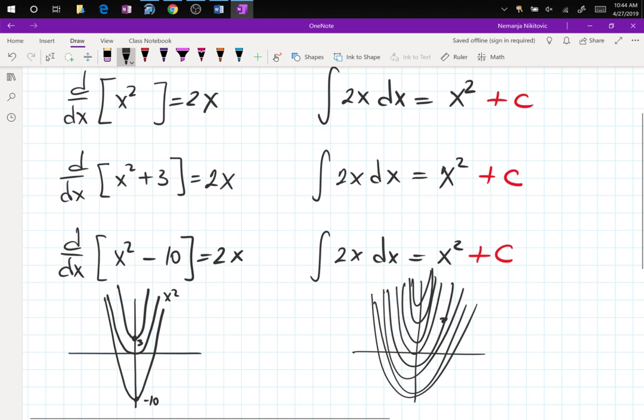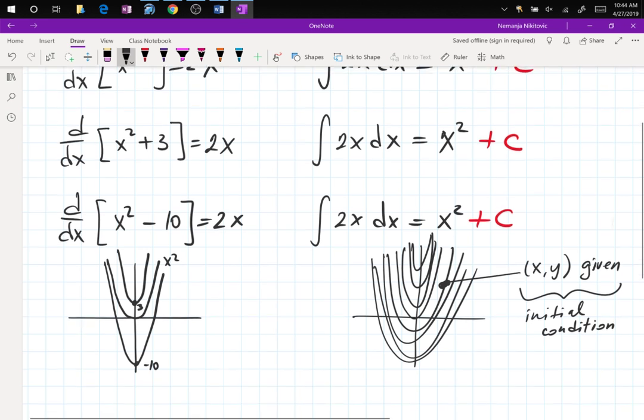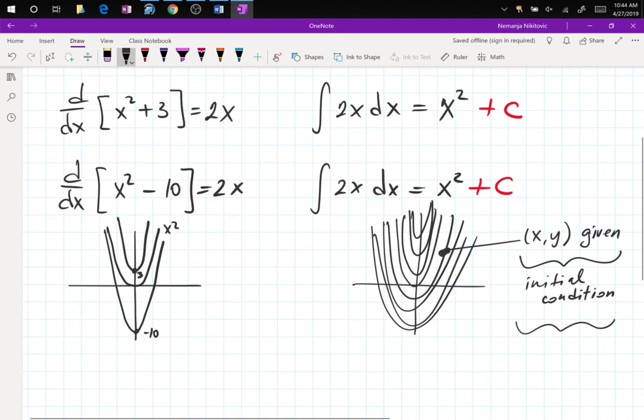So, if I have a point x, y given, that point is known as an initial condition. And we can use it to calculate c, the value of c.